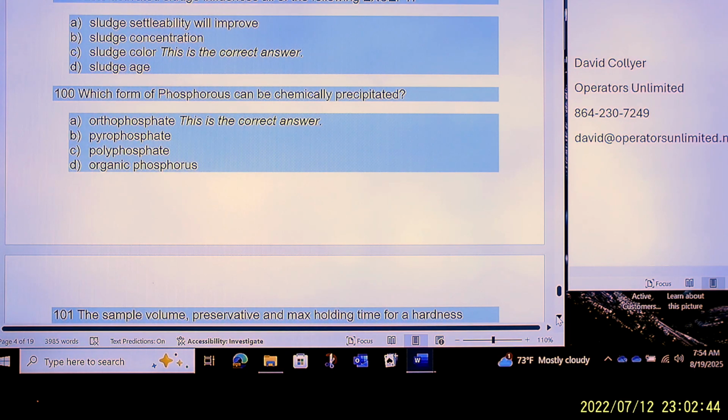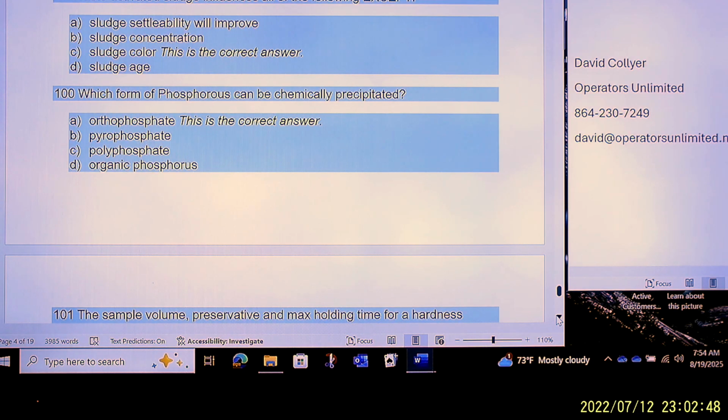99. Waste activated sludge influences all of the following except A. Sludge settlability will improve. B. Sludge concentration. C. Sludge color. Or D. Sludge age. The answer to 99 is C. Sludge color.